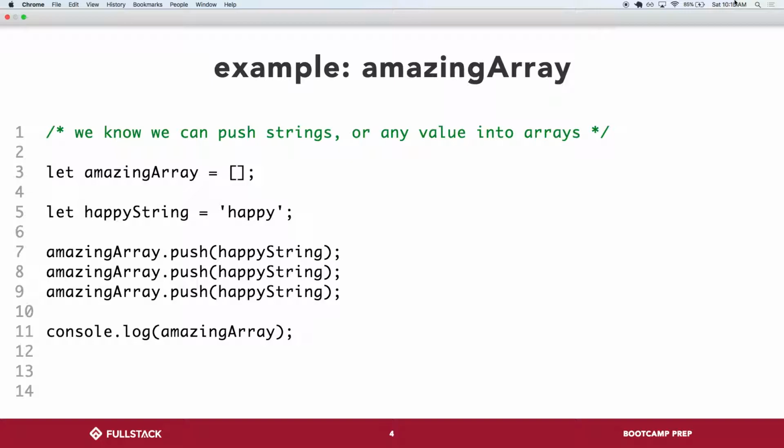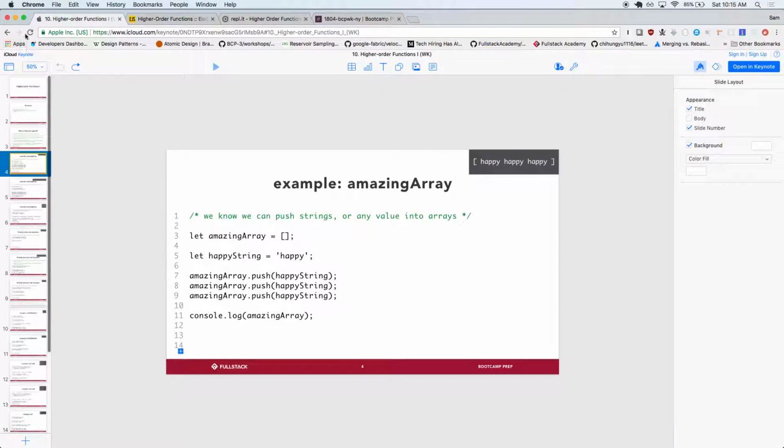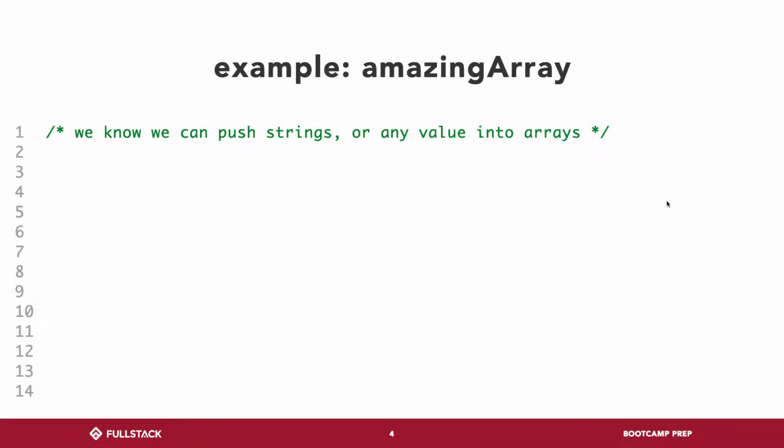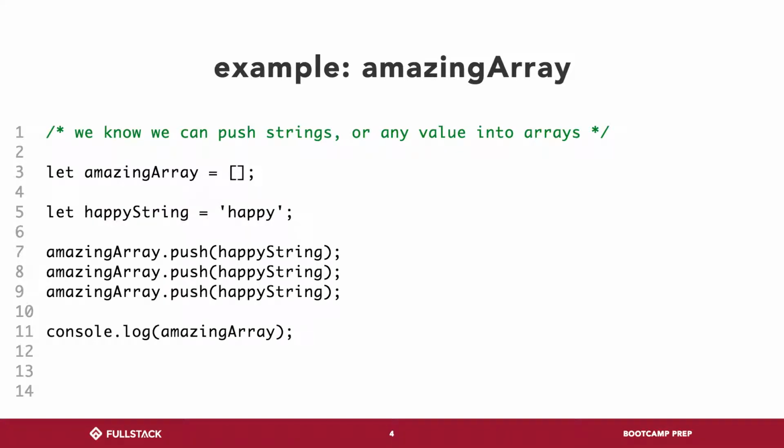And when we console log amazing array, we will see, wait, can you guys see that? No, you can't. Hold on, let me fix this. That's not what I want to happen. Sorry for the delay. Okay, I don't know why that thing was happening before.